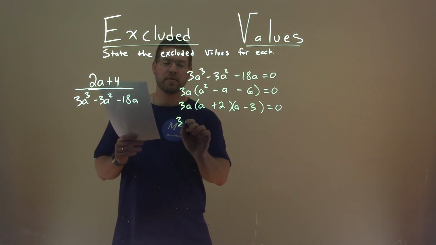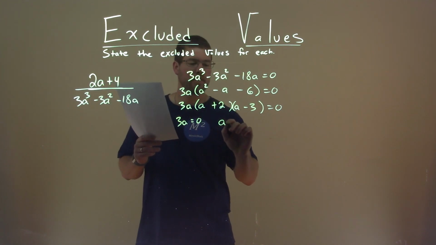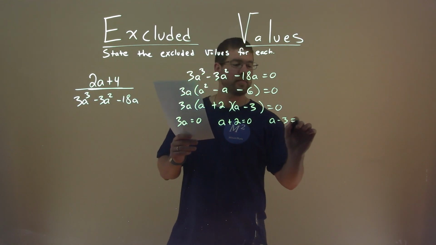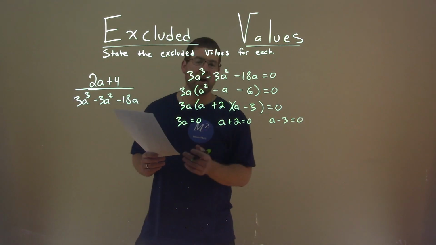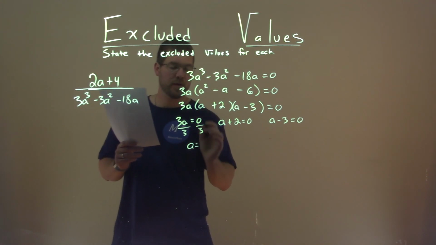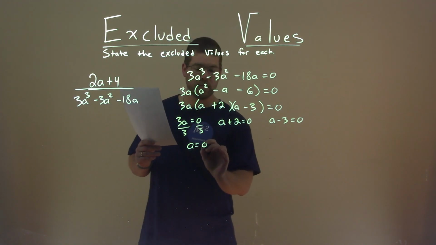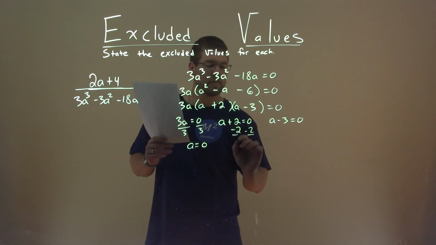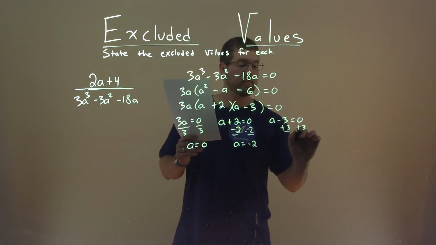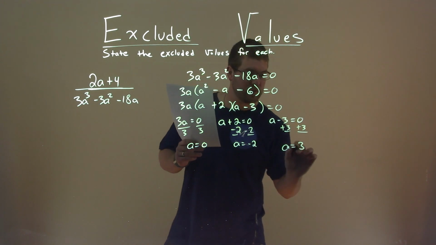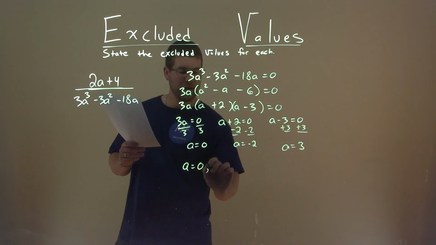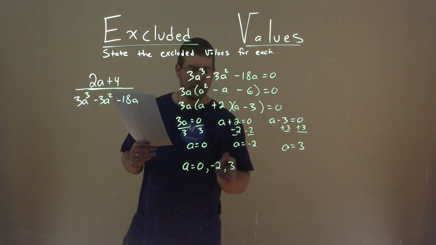We can set all parts equal to 0. So we have 3a equals 0, a plus 2 equals 0, and a minus 3 equals 0. And now we're going to solve for a. Divide both sides by 3, and a equals, be careful here, 0 divided by 3, 0. Subtract 2 from both sides, and a equals negative 2. Add 3 to both sides, and a equals positive 3. And so we can write this as one statement: a is equal to 0, negative 2, and positive 3. And those are our excluded values.